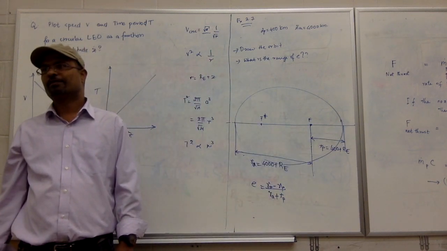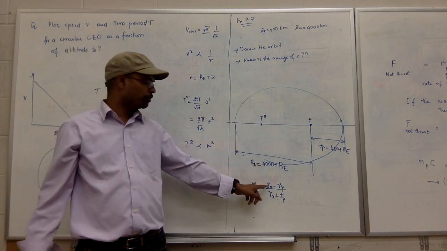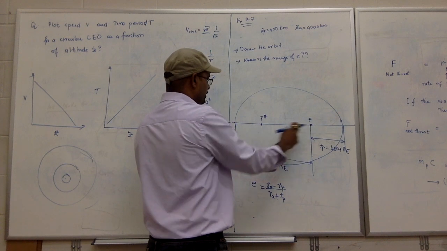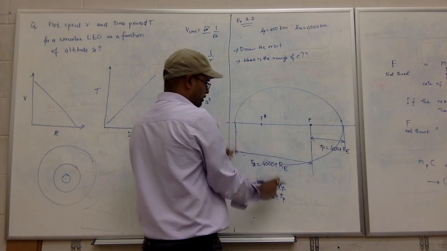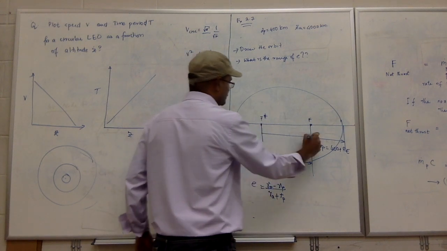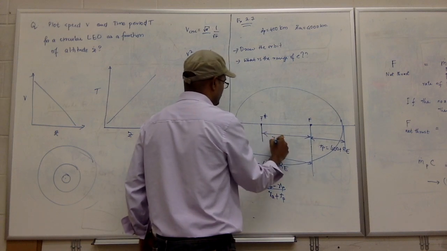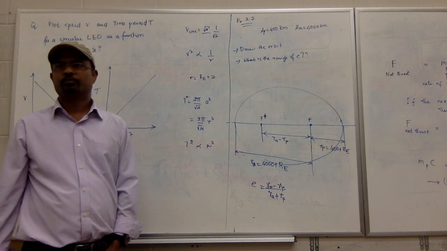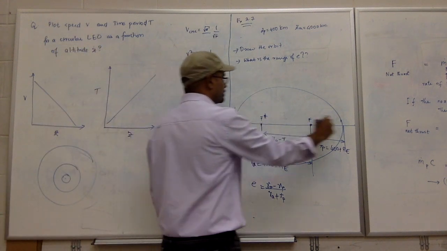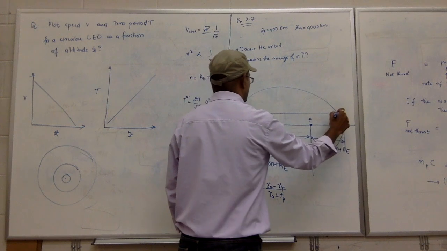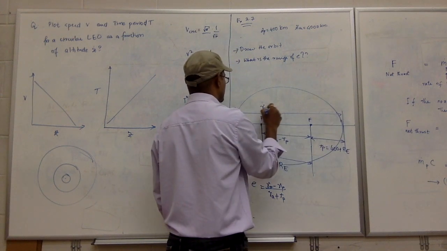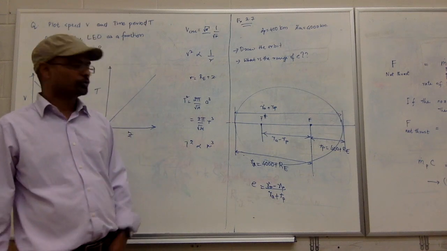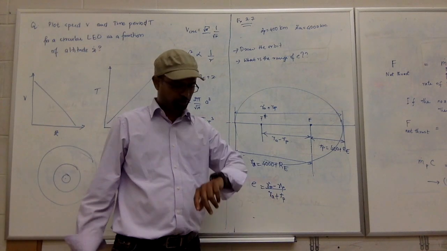Does that make sense? RA minus RP, what is RA? RA is this, right? RP is this. This distance is what? You understand? This distance is 2A. Okay, this is it. Alright.